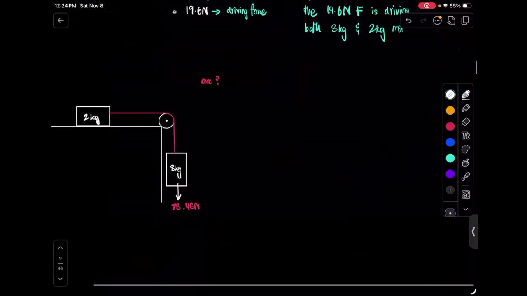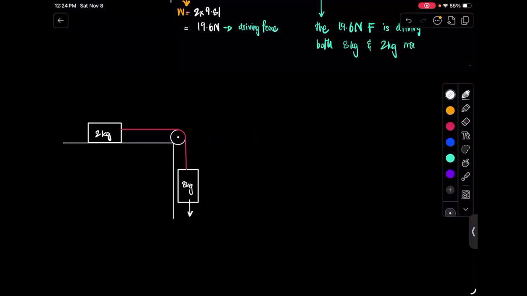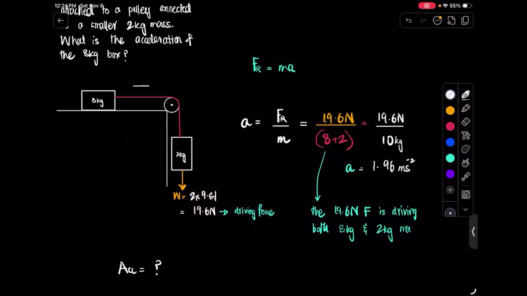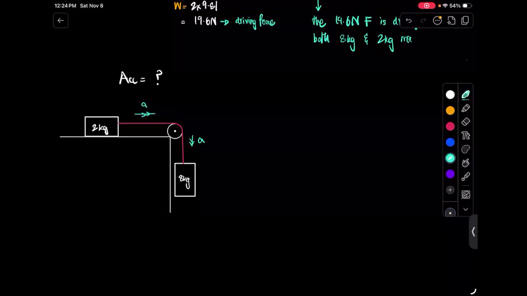Now, what if this was the scenario? I've switched around the boxes. What is the acceleration now? By the way, keep in mind, if they are connected, both will have the same acceleration. For example, like a train. If the train is moving together, all the compartments have the same velocity and the same acceleration, or they would not be moving together. This one is going to accelerate like this, and this one like this.